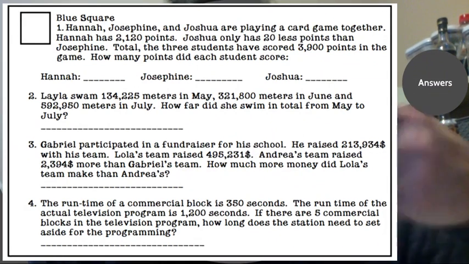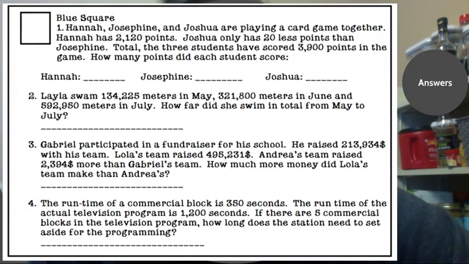Okay, so step four, we are going to underline the question. How many points did each student score? So this is really like a 3-for-1 question. We don't just need to find one of them. We need to find all of their total points. And actually, it gives us one of their points right away, which is Hannah has 2,120 points.